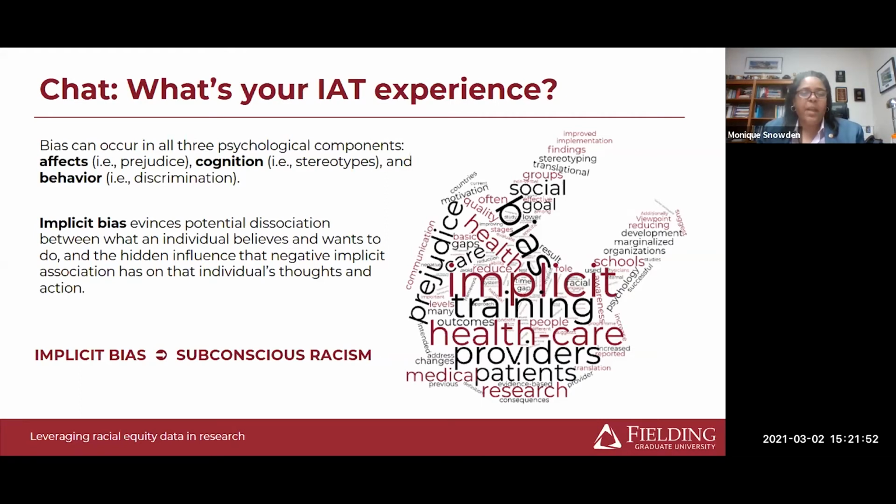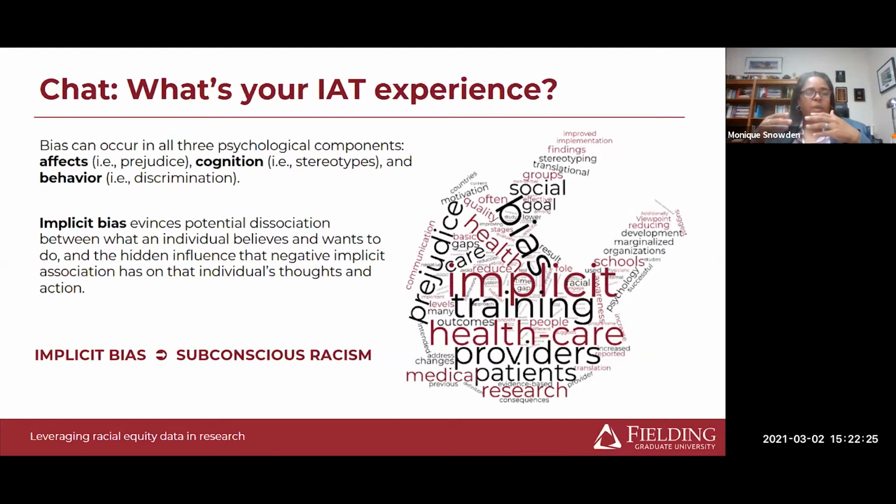And I think for many of us who may have taken them, it may have revealed some things that we weren't quite aware of, top of mind. So these implicit association tests are trying to get at those underlying biases. One of the things that we know is that bias can occur at various levels: the effects which lead to prejudice, cognition, stereotypes, and behavior, which then can lead to actions of discrimination.